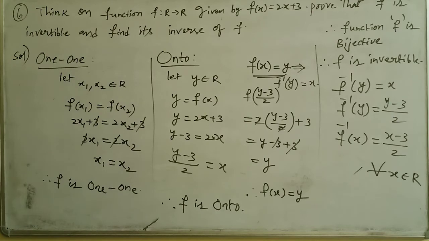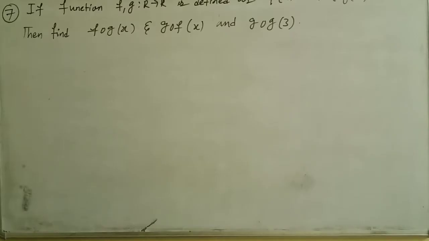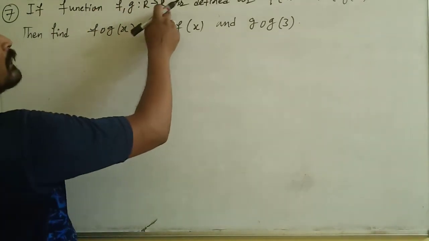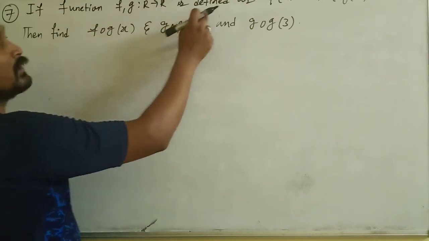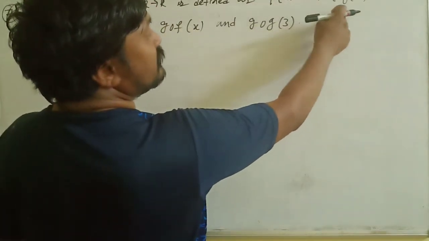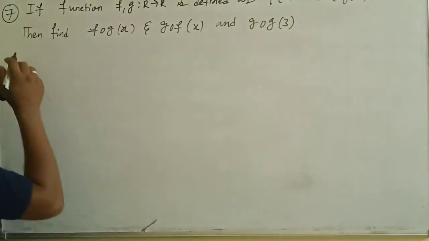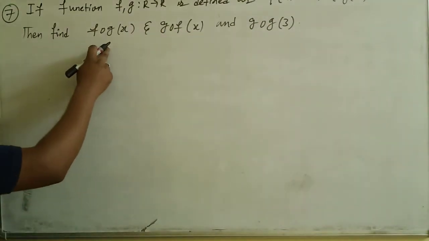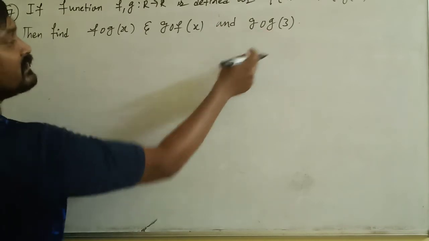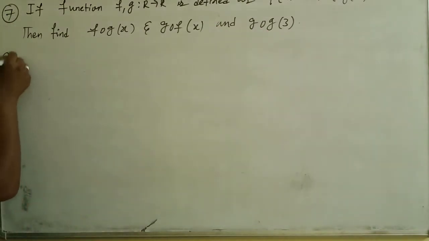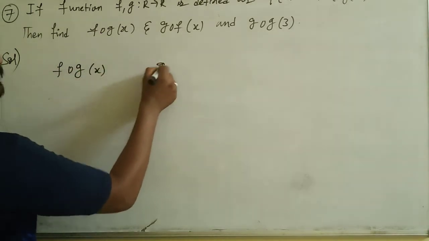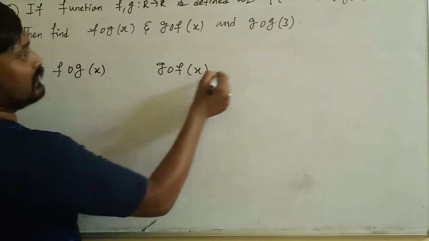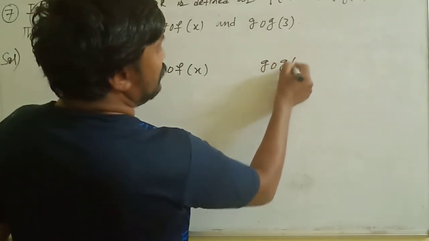Let's move on to the next question. If functions f, g map R to R and are defined as f of x is equal to x square plus 1, g of x is equal to 2x minus 3, then find f circle g of x, g circle f of x, and g circle g of 3. Again, it is very simple. So first write f circle g of x, here I'll write g circle f of x, and here I'll write g circle g of 3.